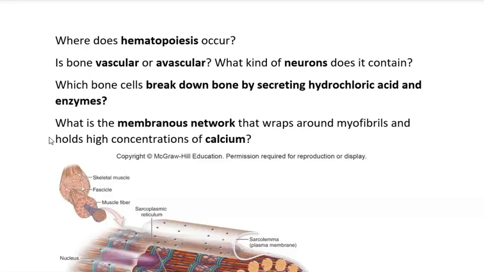Which bone cells break down bone? That should tell you right there. It's going to be osteoclasts. And how do osteoclasts do it? They secrete hydrochloric acid and enzymes.